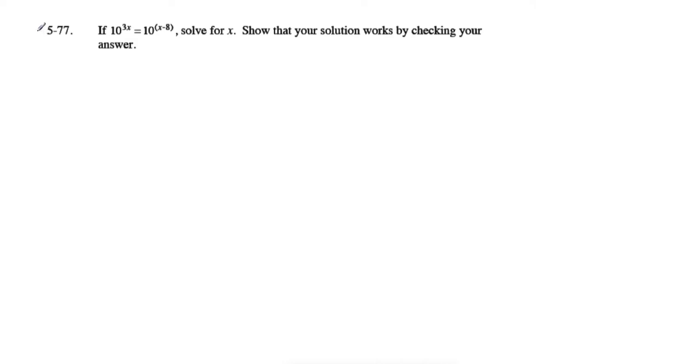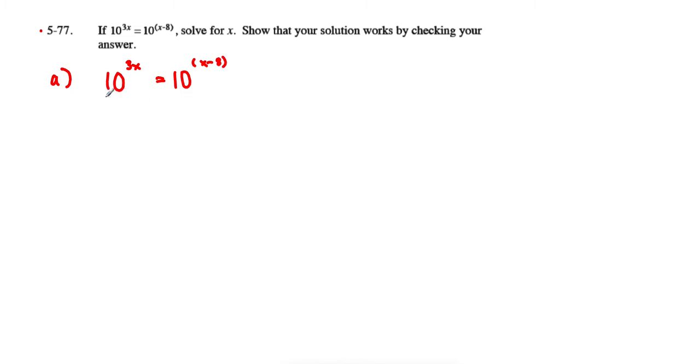Problem 5-77. If 10 to the power of 3x equals 10 to the power of x minus 8, solve for x. Show that your solution works by checking your answer. Let's leave it there. 10 to the power of 3x equals 10 to the power of x minus 8.